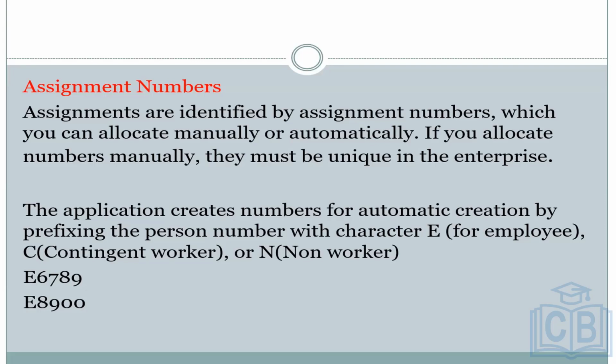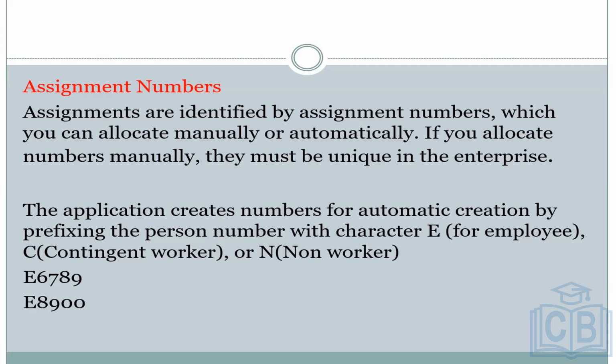Okay. So assignment numbers are what? Assignments are identified by assignment numbers, which you can allocate manually or automatically. If you allocate numbers manually, they must be unique in the enterprise. So either you can allocate assignment numbers manually, or you can allocate them automatically. Okay. So these are the options available.